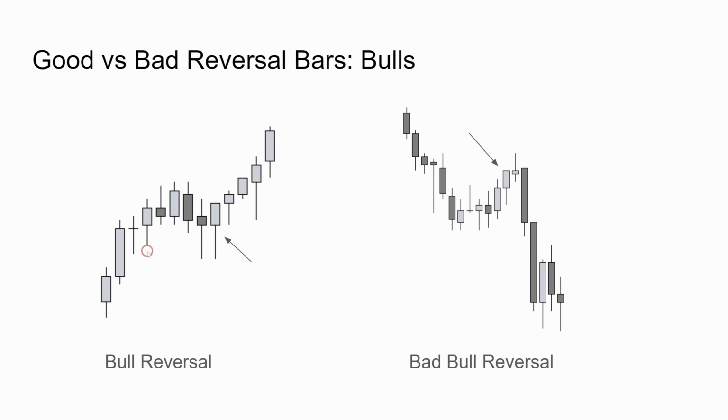So this is the first bull reversal, the good one. This is the bad bull reversal. We can see how these two bars look almost exactly the same. Wick at the bottom, strong close.